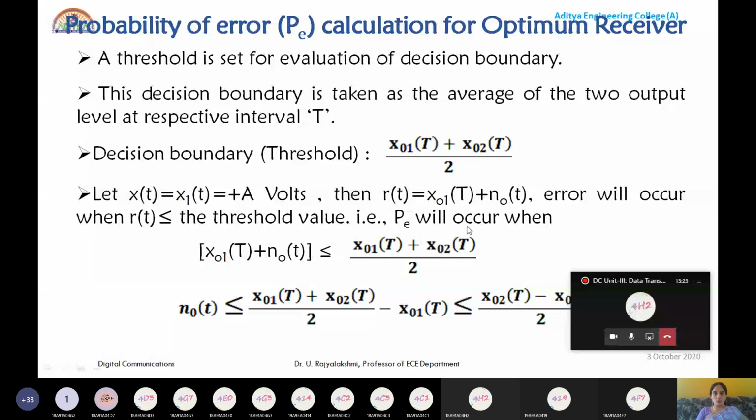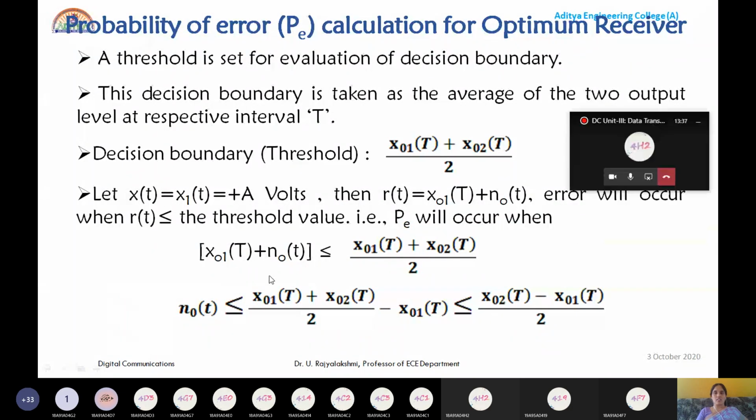That is, the probability of error is when R of t is less than or equal to the threshold. We substituted the threshold value here and directly we got the value for N0 of t, the noise. We can estimate it, because here noise is the unknown parameter. So we can estimate the noise by using the output signal components. Finally we obtained it as less than or equal to.